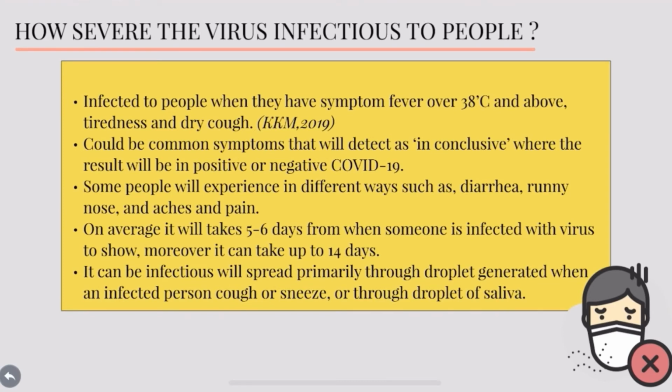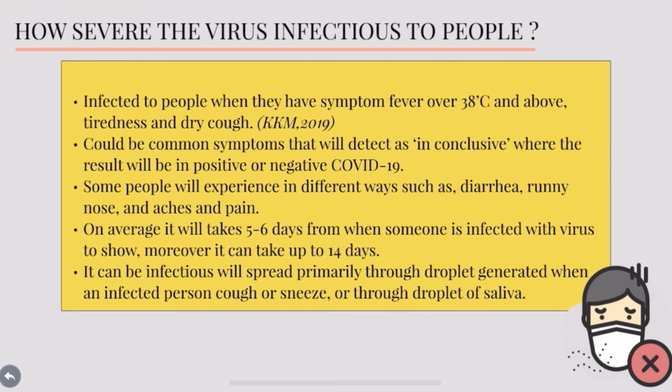How severe is the virus's infection to people? According to KKM, people are infected when they have symptoms such as fever of 38 Celsius and above, tiredness and dry cough. There could also be common symptoms that will be detected as inconclusive, where the result will be positive or negative for COVID-19. Some people will experience it in different ways, such as diarrhea, runny nose, itches, and pain.